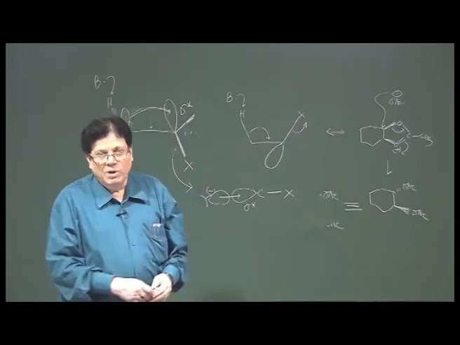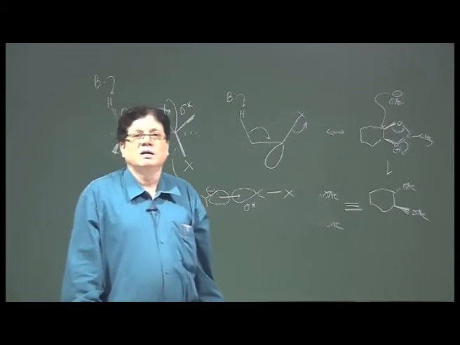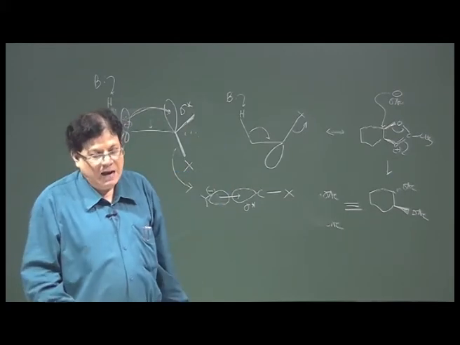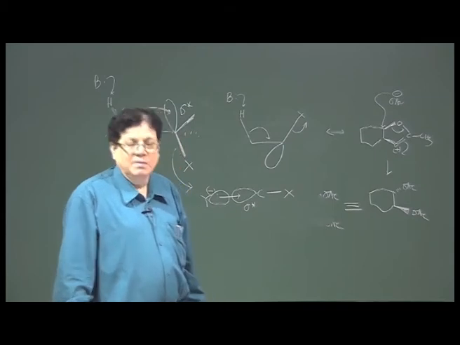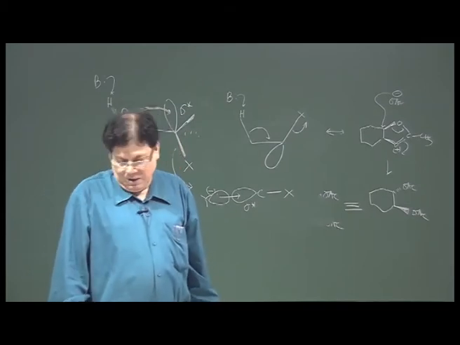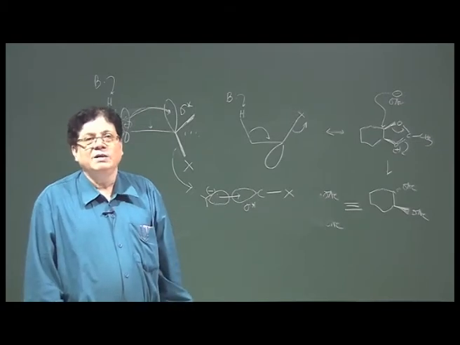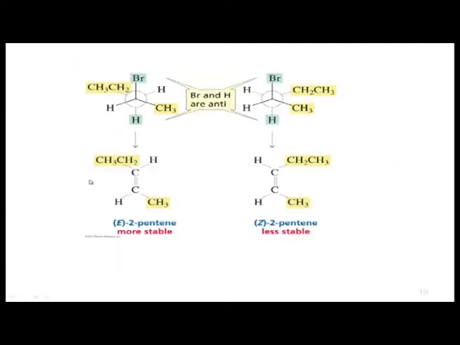So, now we are convinced that E2 elimination is mostly taking place when the two groups are anti-periplanar. So, the stereoelectronic requirement for E2 elimination is that the groups which are departing should be anti-periplanar. Okay. So, that is the important fact.